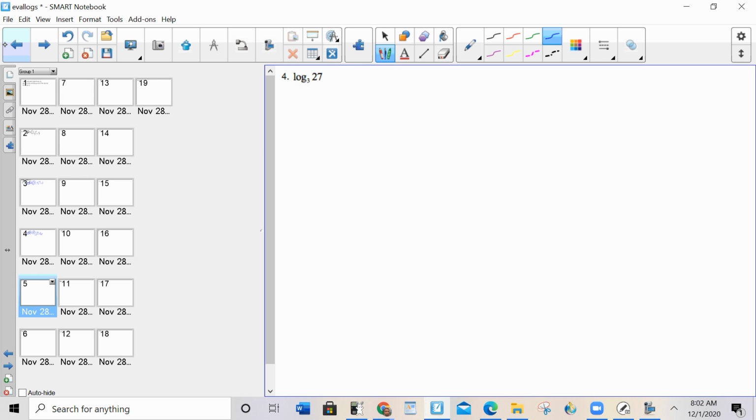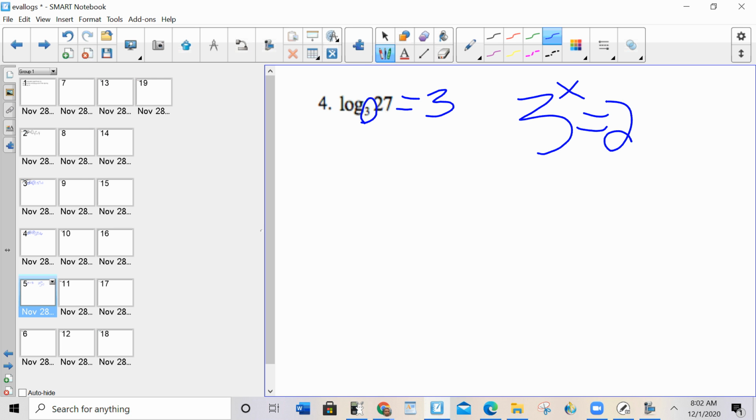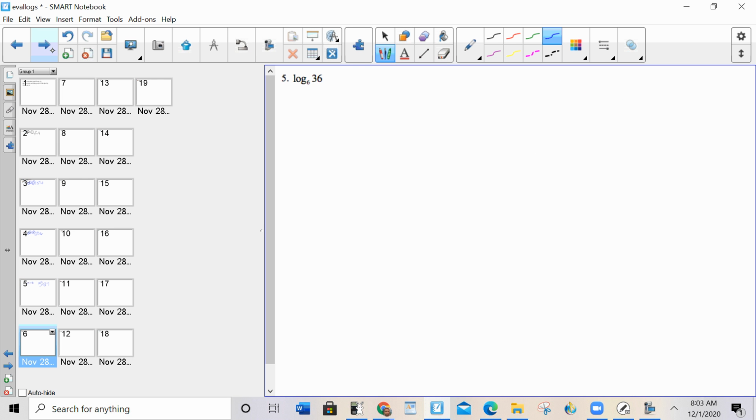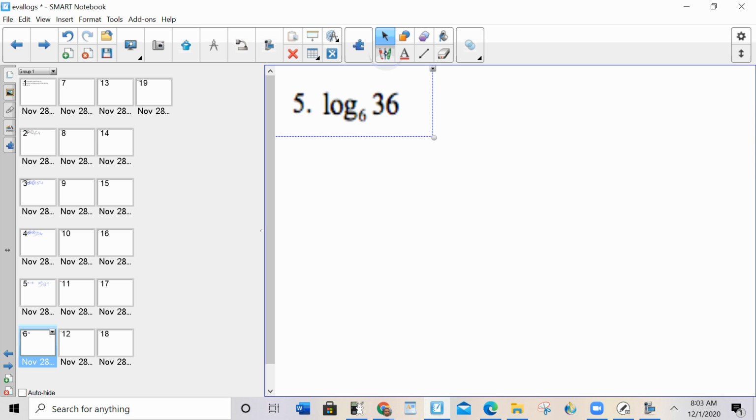Now that you tried 4 through 8 on your own, let's go over them. In number 4, you're asking yourself, the base, 3 to what power is 27? 3 to the third power is 27. And again, you can ask yourself like this, 3 to what power is 27? Number 5, you're looking at the base. 6 to what power is 36? 2.